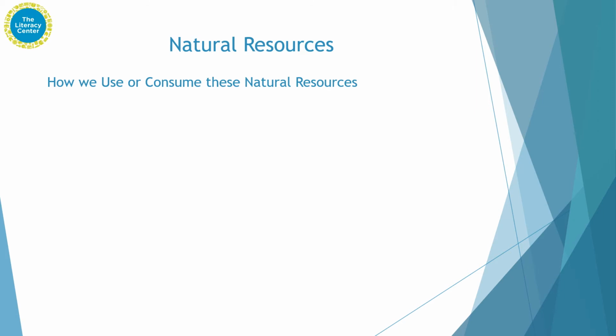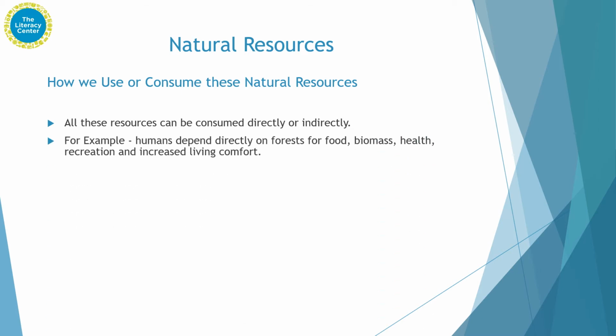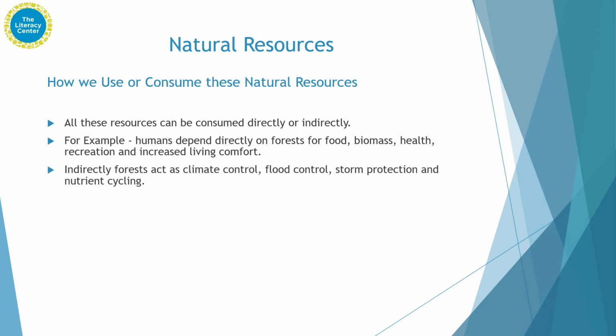So how do we use or consume these natural resources? All these natural resources can be consumed directly or indirectly. For example, humans depend directly on forests for food, biomass, health, recreation, and increased living comfort. Indirectly, forests act as climate control, flood control, storm protection, and nutrient cycling.